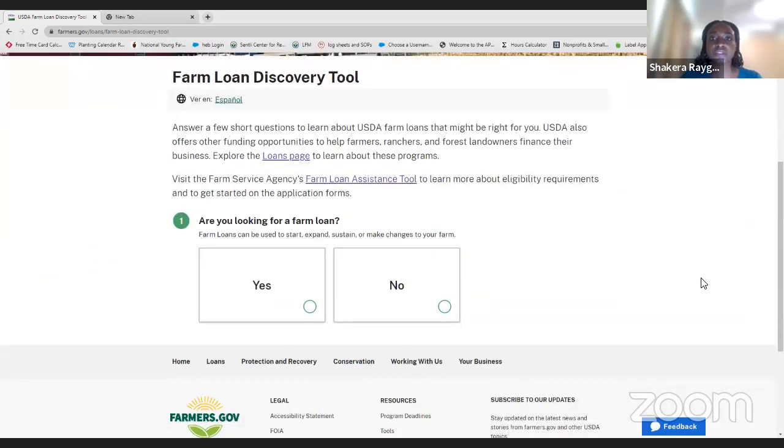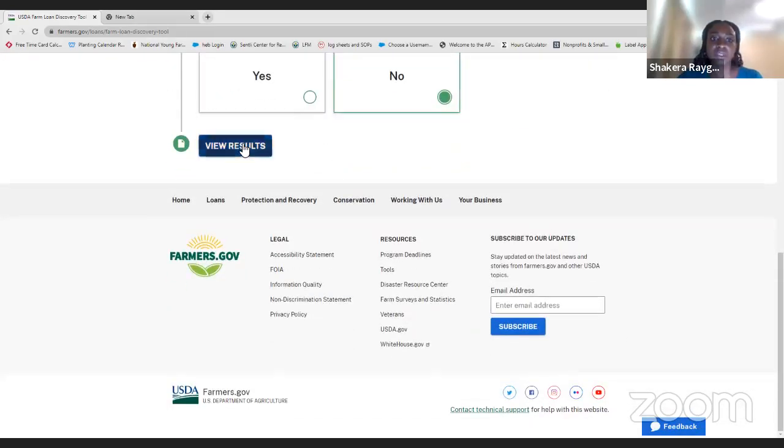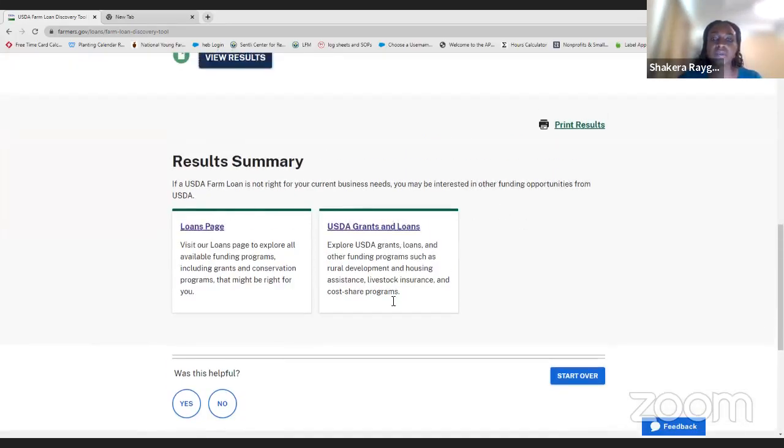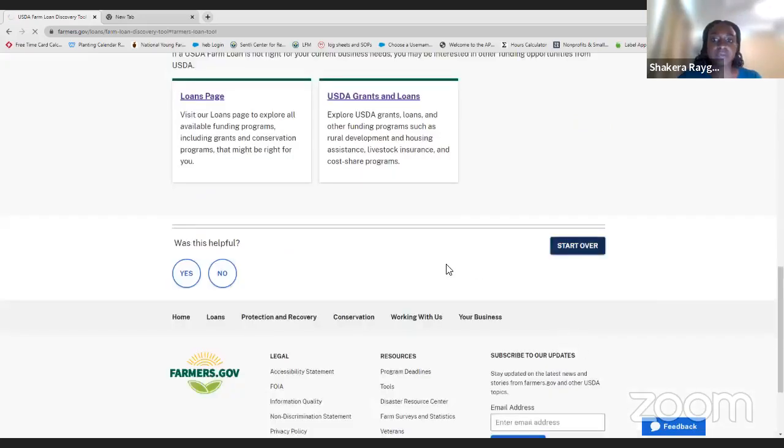So it's pretty simple, like filling out an online form. So yes, we are interested in loans. But if you select no, they'll share a link with you with information about grants. So some of us aren't sure if loans are right for us. You can also learn about grants in this page as well. But we're going to start over.